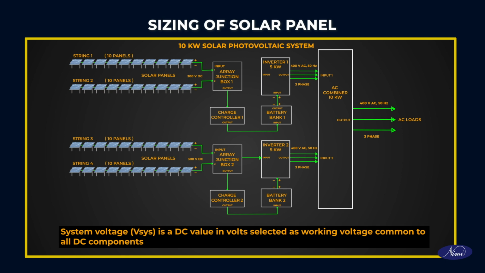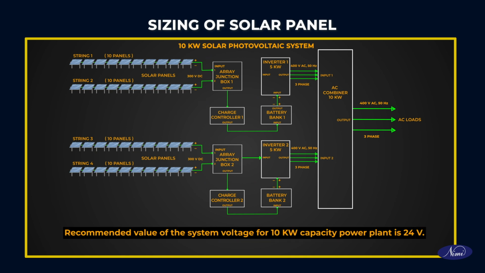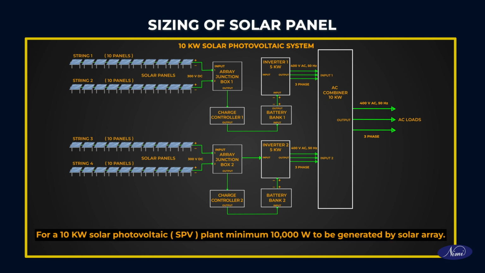System voltage is a DC value in volts selected as the working voltage common to all DC components in a solar photovoltaic system, so that mismatch of voltage levels is avoided. The recommended value of the system voltage for a 10 kilowatt capacity power plant is 24 volts. For a 10 kilowatt solar photovoltaic plant, a minimum of 10,000 watts is to be generated by the solar array.